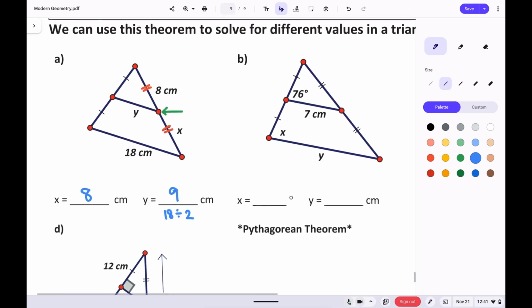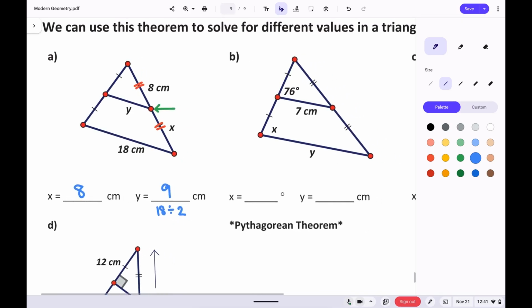Okay, what about letter B? Anyone think they know what X or Y would be? Colby? X would be 76 degrees because the Y line and the 7 centimeter line are parallel with each other, which means 76 and X are corresponding.